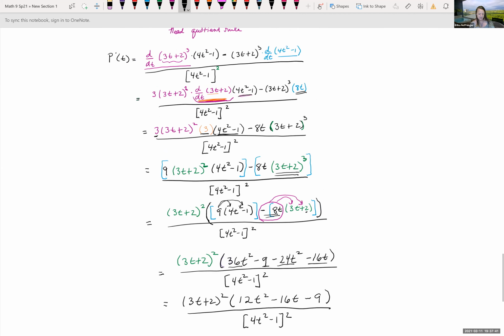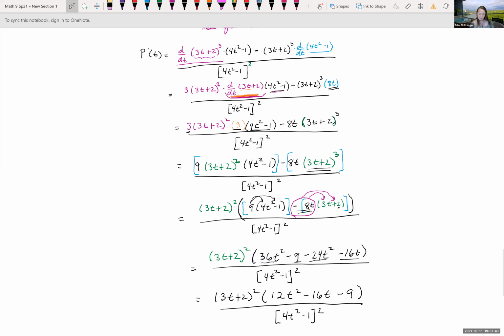I might want to check to see if 12t squared minus 16t minus 9 can be factorable. Only the time I would really want that is if that canceled with one of my factors in the denominator, and it would not. So I probably would not factor this right now unless I was trying to find when this was equal to 0. So let's just leave it like that unless you guys want to look at it and see if it's even factorable.